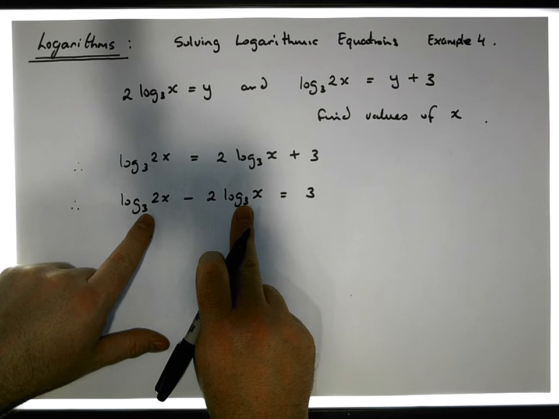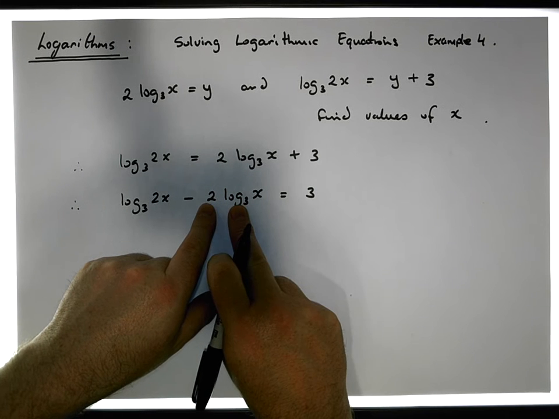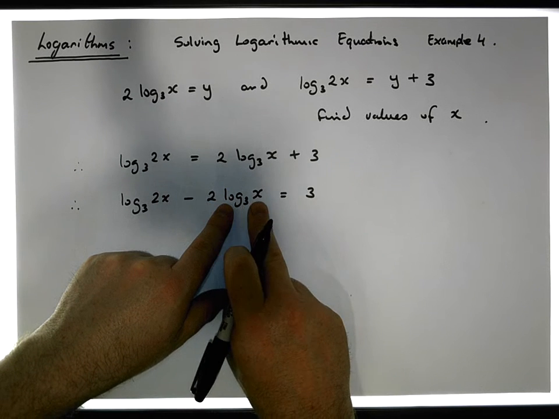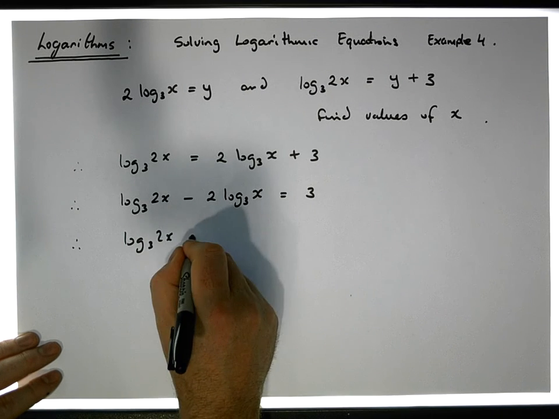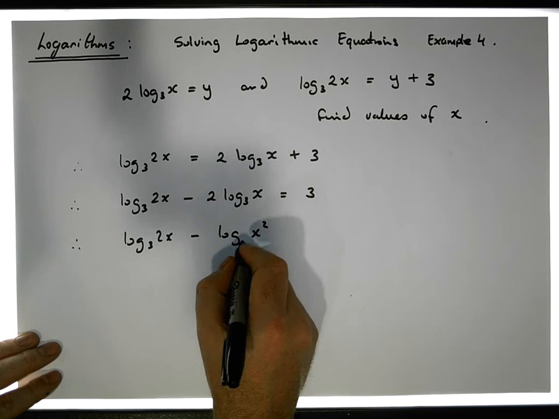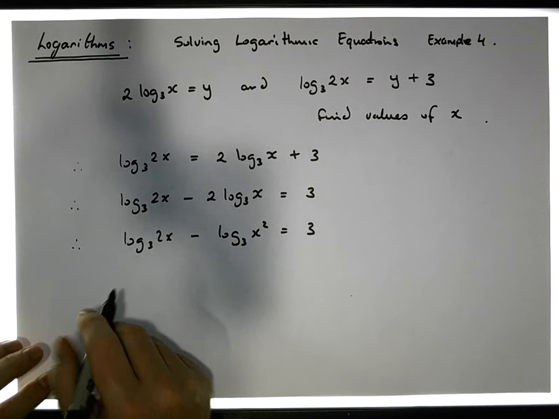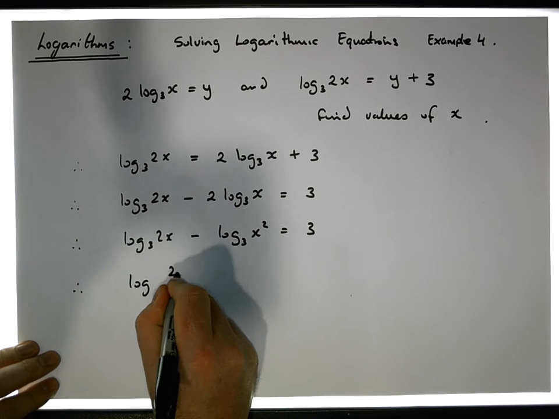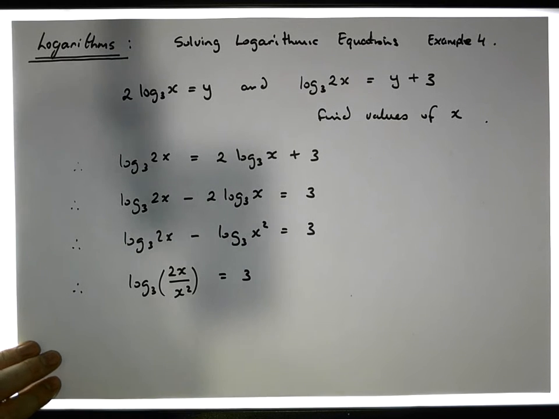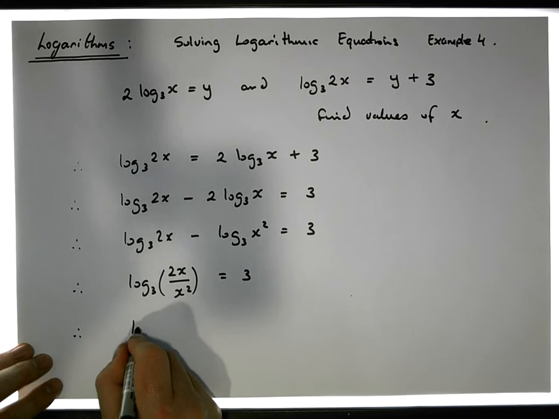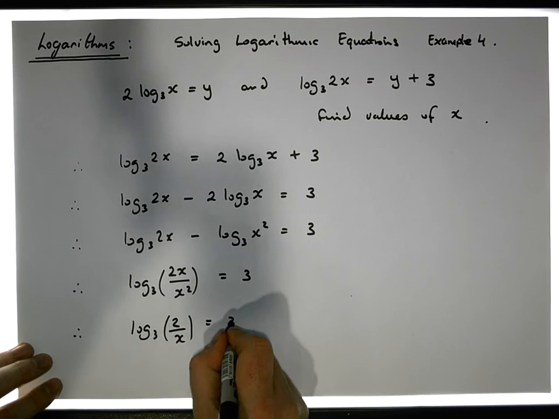This is the difference between two logs to the same base, so we have the quotient rule here. But actually we have a power rule here as well: 2 times the log is the same as the log of the value raised to that power. So this gives us that log of 2x to the base 3 minus log of x squared to the base 3 must be equal to 3. Now we can use our quotient rule. Therefore log of 2x over x squared to the base 3 must be equal to 3. What does this tell us? The x's cancel out, so log of 2 over x to the base 3 must be equal to 3.